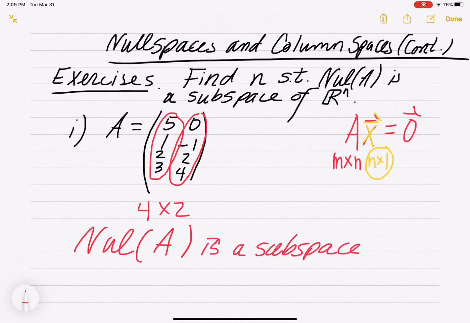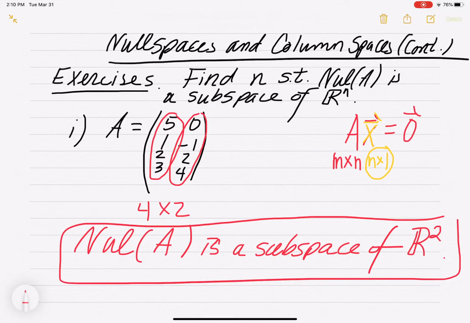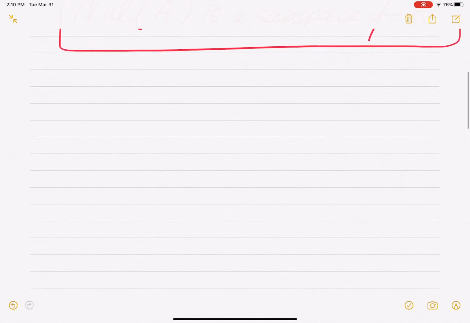Number of columns. Yeah, the number of entries in the columns. So 2.